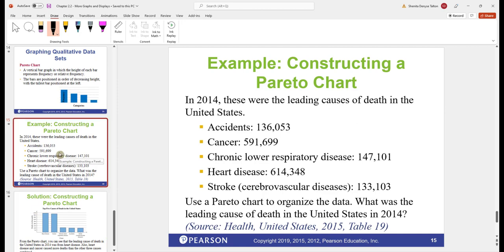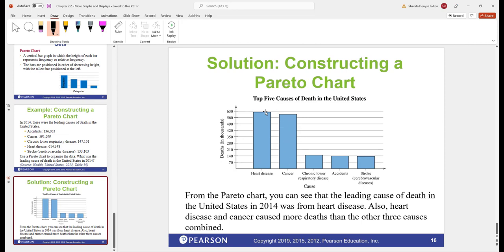So let's look at this example here. In 2014, these were the leading causes of death in the United States. We had accidents, 136,053, cancer, 591,699, all the way down to stroke, 133,103. So we have five categories here. And we're going to use a Pareto chart to organize the data. So when you organize the data, like I said, you have to put it from the largest amount down to the smallest, in decreasing order.